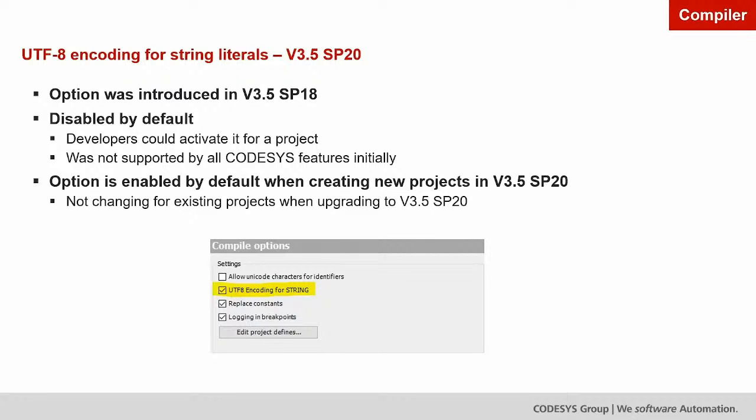But developers could activate it themselves explicitly for projects if they were sure that the subset of features from CODESYS or their own libraries which were used were already capable of handling this option. Now with Service Pack 20, we had the time to implement support in all features in CODESYS for this option, and so now when creating new projects, it is enabled by default.